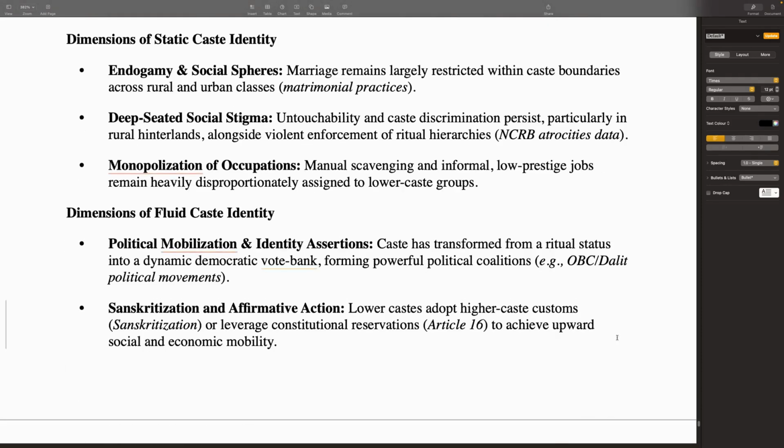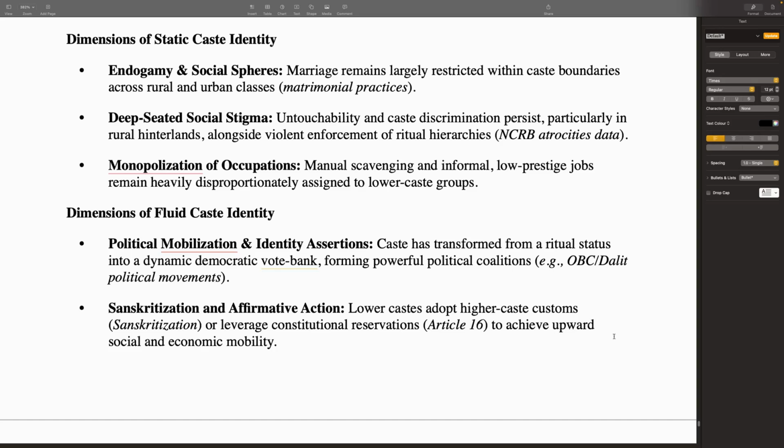Dimensions of static identity. Endogamy and social spheres. Marriage remains largely restricted within caste boundaries across rural and urban classes, through matrimonial practices. Deep-seated social stigma, untouchability and caste discrimination persist, particularly in rural hinterlands, alongside violent enforcement of rural hierarchies. NCRB atrocities. Monopolization of occupations. Manual scavenging and informal low prestige jobs remain disproportionately assigned to lower caste groups.